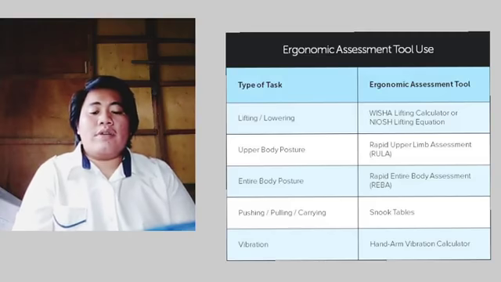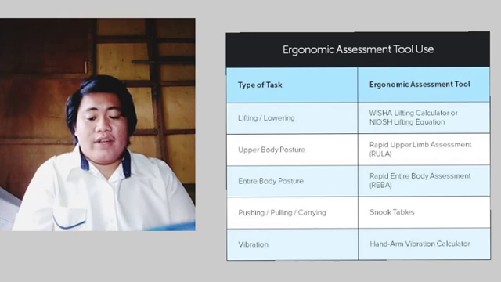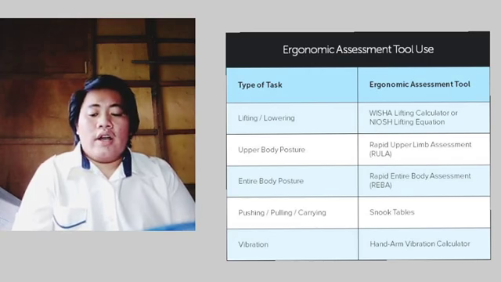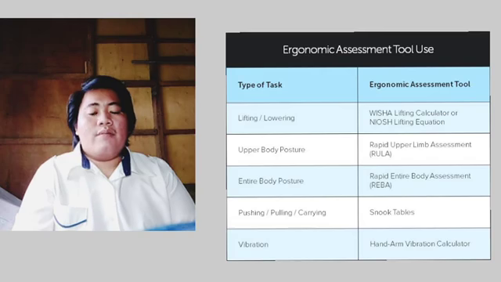So the second column is the ergonomic assessment tools, which are the WISHA lifting calculator, NIOSH lifting equation, Rapid Upper Limb Assessment or RULA, Rapid Entire Body Assessment or REBA, Snook tables, and hand and arm vibration. I will tackle the two assessment tools for lifting and lowering.